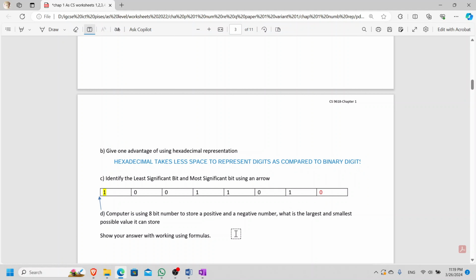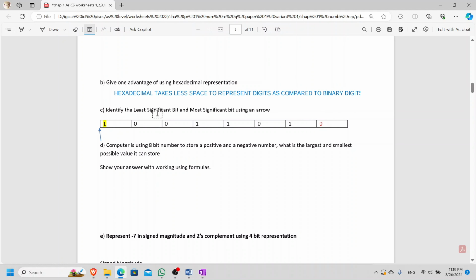Okay, next question is identify the least significant bit and the most significant bit. Which one is our least significant bit? Remember, here on the right side the last digit is your least significant bit. You have to represent it with an arrow, and here this one is your most significant bit, right? We also call it MSB, and this is called LSB, the shorter form.